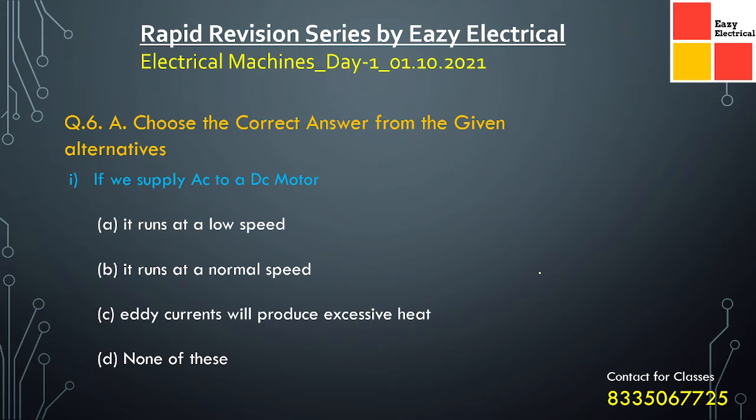Now coming to the next question. If we apply AC to a DC motor, what will happen? When we apply AC to any DC machine, the fundamental problem is that an excessive amount of eddy currents is produced, and these eddy currents will ultimately burn the motor. So this is the main concept.